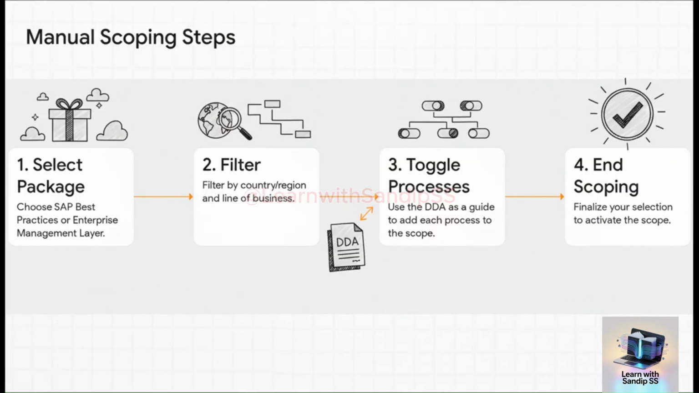And if you do decide to go the manual route, it's pretty simple. You just pick your package, either SAP Best Practices or the Enterprise Management layer. Then you can filter by country or line of business to narrow things down. And then with your DDA right next to you, you just go through the list in Cloud ALM and toggle on every process the customer asked for.